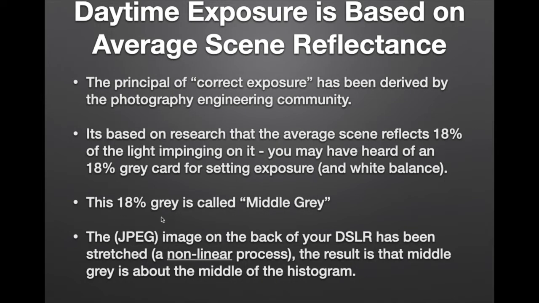So this 18% gray is called middle gray, and that is approximately the midpoint in the histogram on the back of your DSLR. The reason it's about 50% on the histogram is because the image you take is converted to JPEG, and the JPEG has been stretched in a nonlinear process, resulting in the gray being about the middle of the histogram.